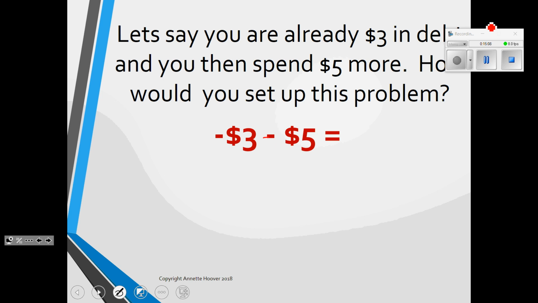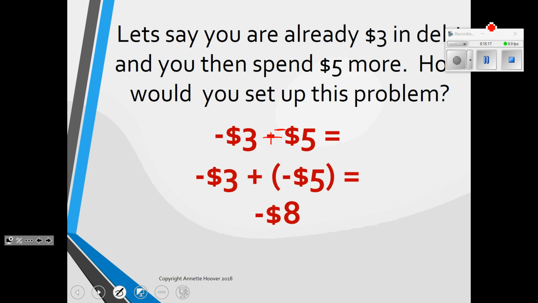Now we add the opposite. Both are negatives, so negative 3 and negative 5 is now you are $8 in debt. You were $3 in debt. Now you spent money you didn't have, and now you went further into debt. Not good.